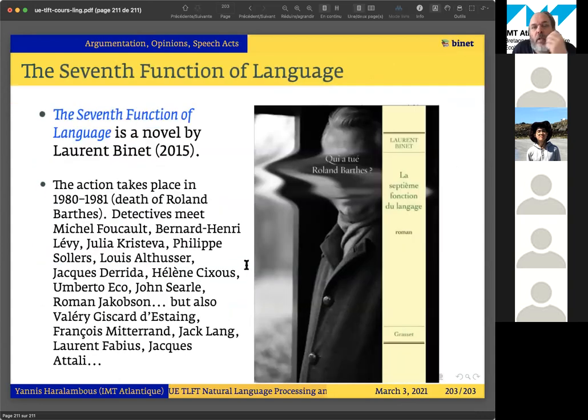And then there is a novel called The Seventh Function of Language, which of course imagines some other function, and it's a very interesting novel describing a period of French intelligentsia, structuralism and post-structuralism and so on. So I advise you to read it.